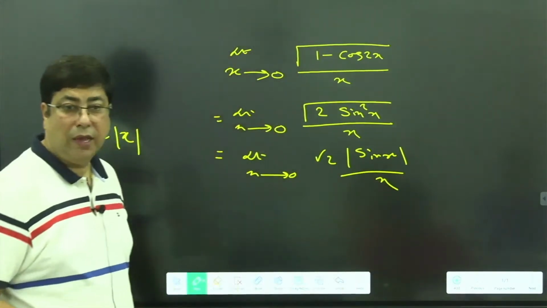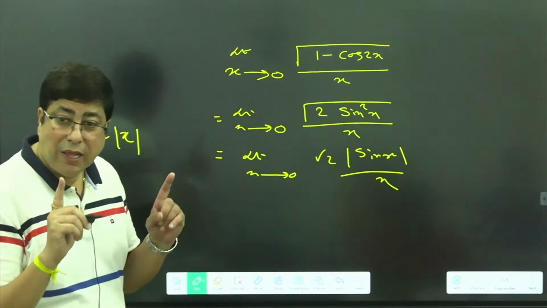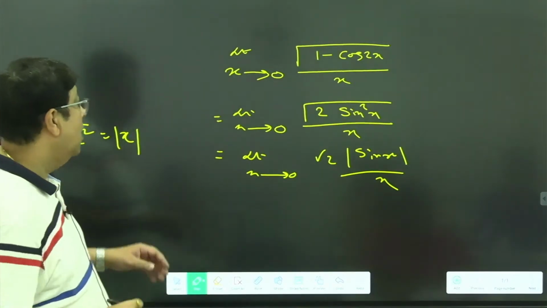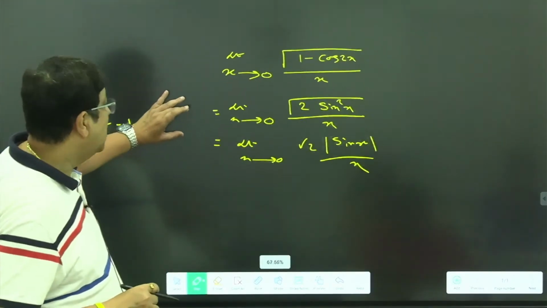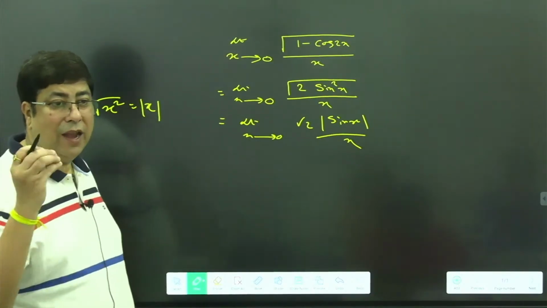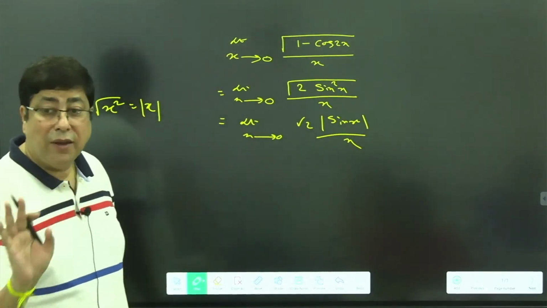Mod of sin x by x. Remember this, whenever root over is there, mod of sin x by x. Generally, I tell my students that whenever you see the mod, in 99% cases, the limit does not exist. But that is a different issue.